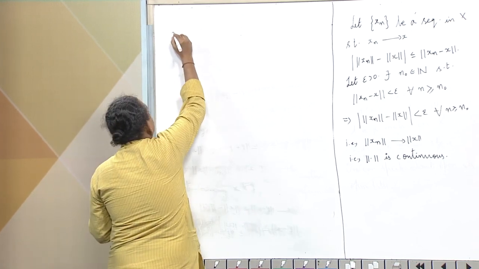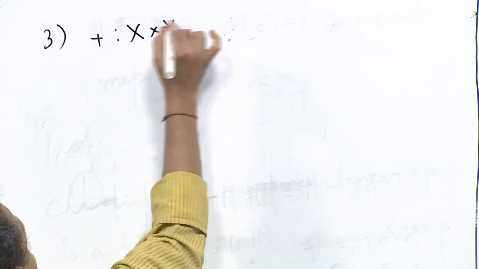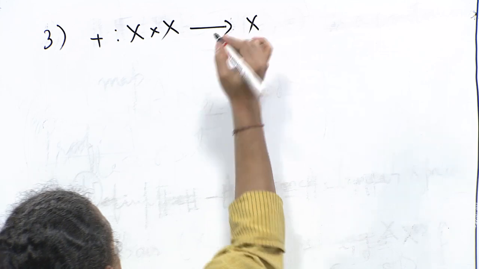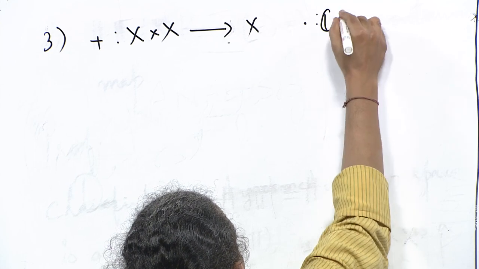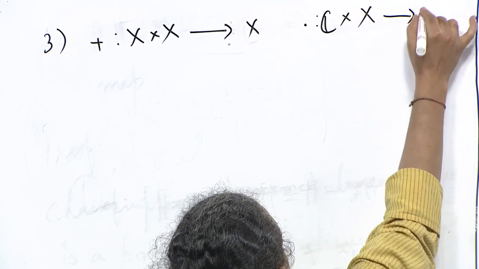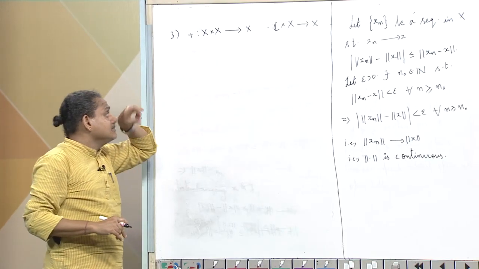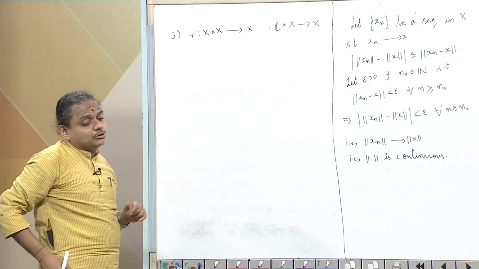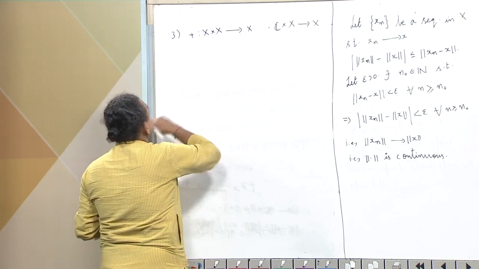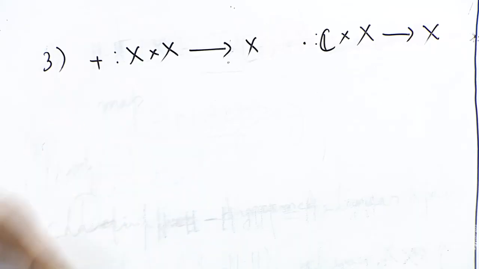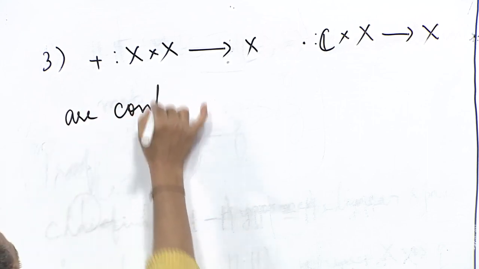So, the advantage here is that now you have maps: plus, which is addition from X cross X to X, and the other one is the scalar multiplication, which is from C cross X to X. So, the whole point is that the first one is the addition, the second one is the scalar multiplication. These two maps are also continuous, wherein here we are going to take the product metric. Now, let us look at the first one, to show that these two maps are continuous.